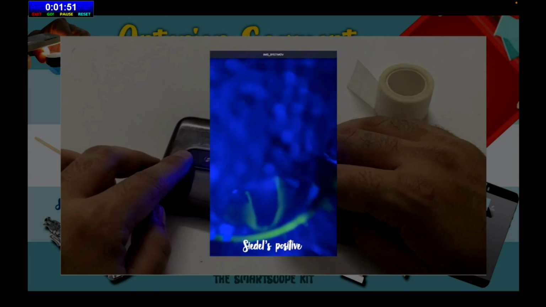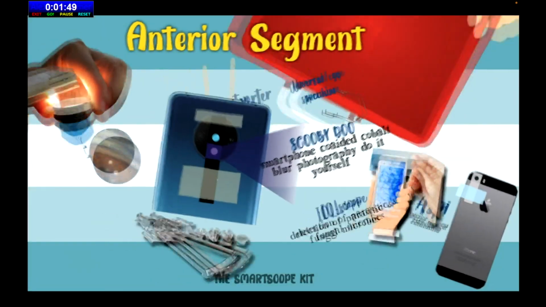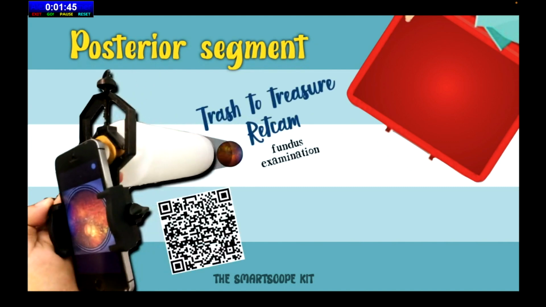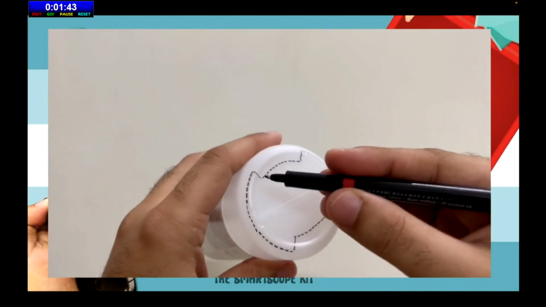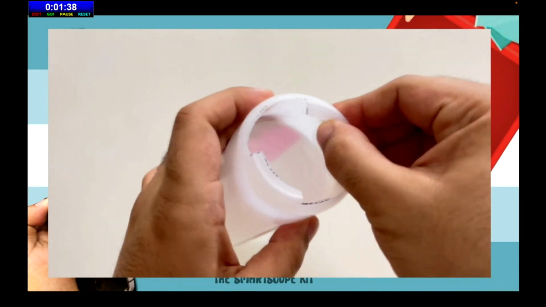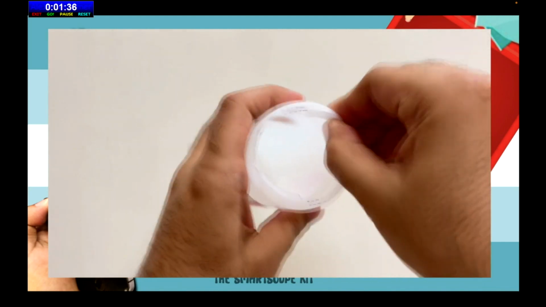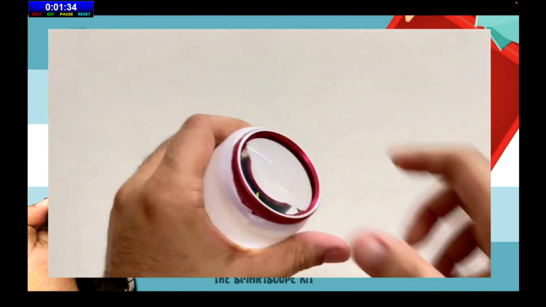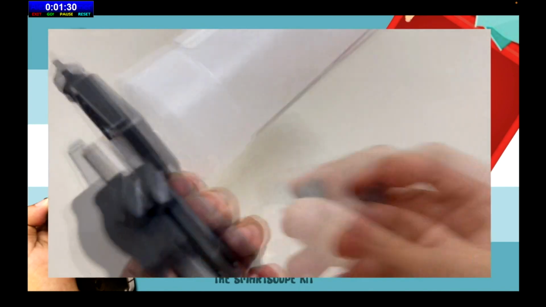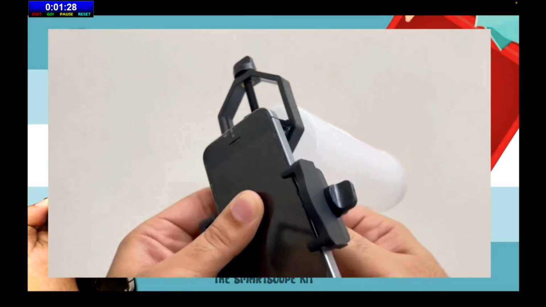It's purely taken from the smartphone with the cobalt blue filter attached to the flashlight. And then we have the posterior segment raster pressure red cam, which we can make from any kind of waste hand sanitizer bottle. By attaching a 20D lens, you can actually take all the posterior segment images. And this is very easy to assemble and take images with.